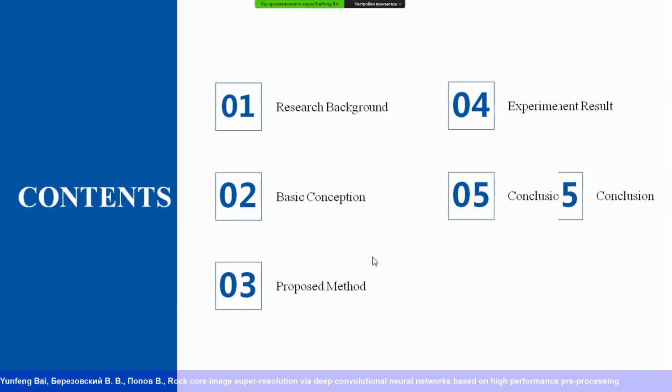I'm going to talk about it in 5 parts. First is the research background. Second is the basic conception. And the third, the proposed method. And after that, I'm going to talk about the experiment. And in the last part, I'm going to make the conclusion.